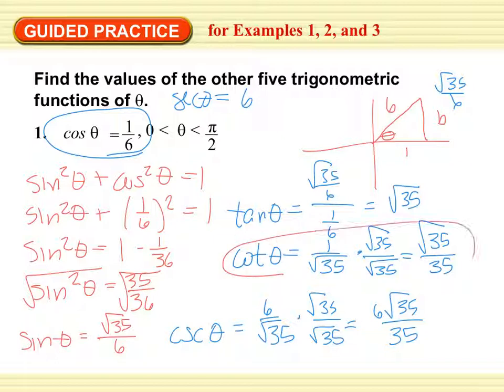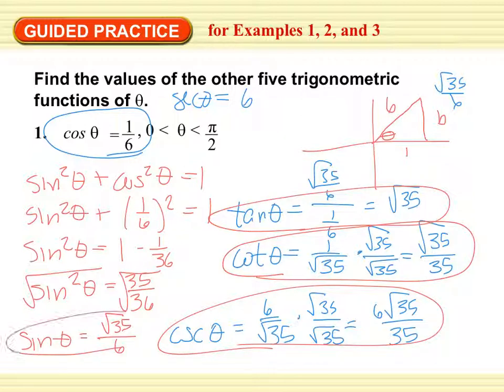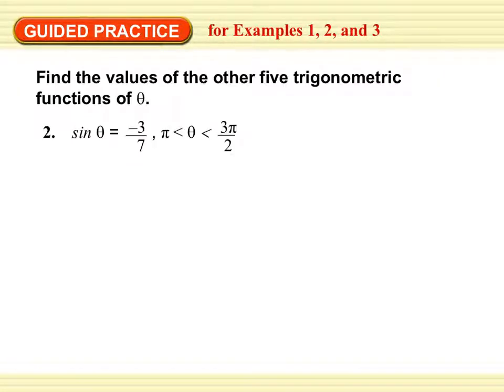So I have cotangent, tangent, cosecant, sine, cosine, and secant. They're all there. Another one. Now I'm in between pi and 3 pi over 2. So sine is negative, and cosine is negative.